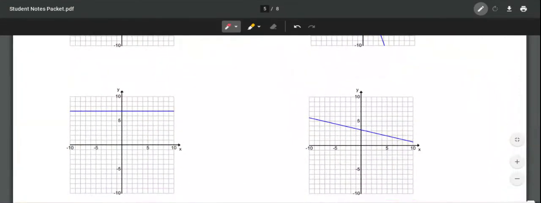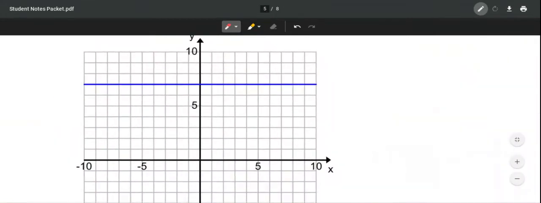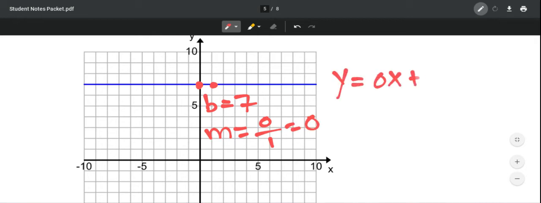All right, so we have a couple more. One is a vertical or horizontal line. When it's a horizontal line, you can still do rise over run. So if b is 7, and if you pick 2 points, 0 and 1, your slope is going to be 0. So y equals 0x plus 7.